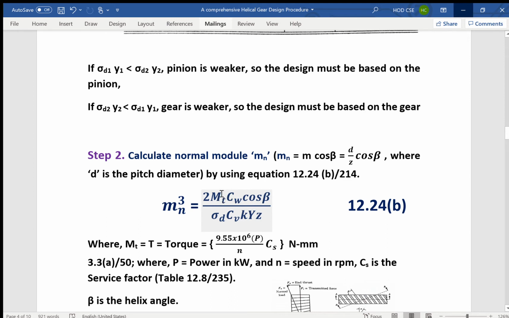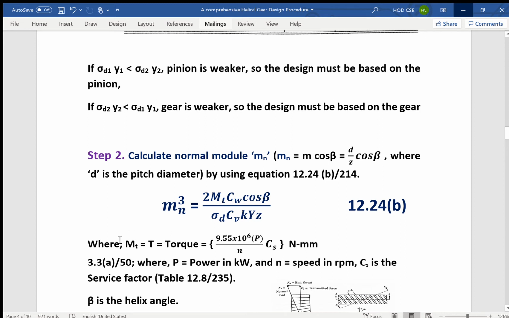Mt is nothing but torque. Cw is the wear and lubrication factor, which is the first time we are learning. Beta is the helix angle. Sigma d is the allowable static stress. Cv is the velocity factor. K is the ratio of face width to the module, here the normal module. Capital Y is equal to pi into small y, where small y is the Lewis form factor, and Z is the number of teeth.